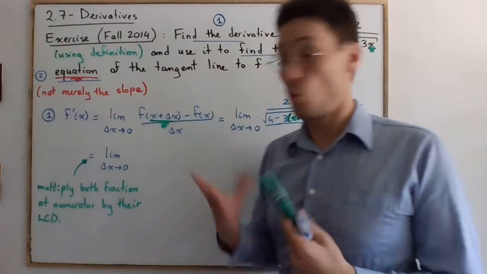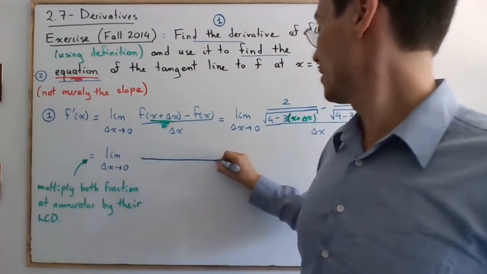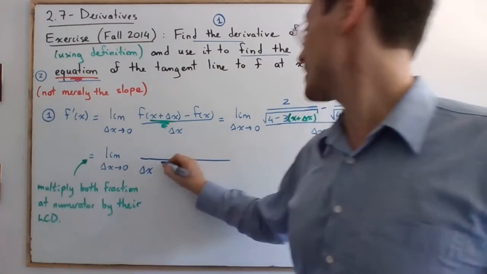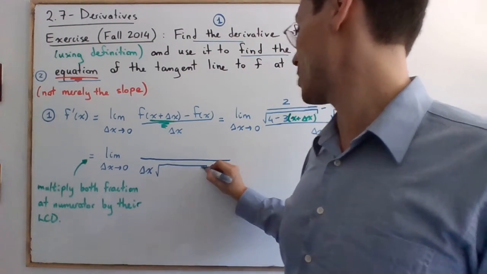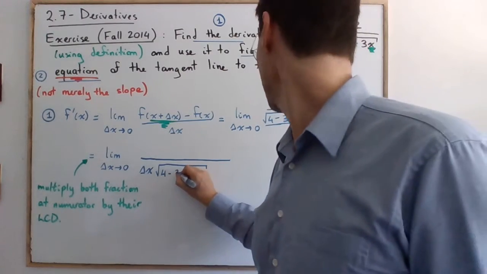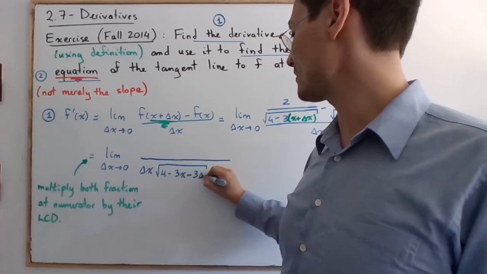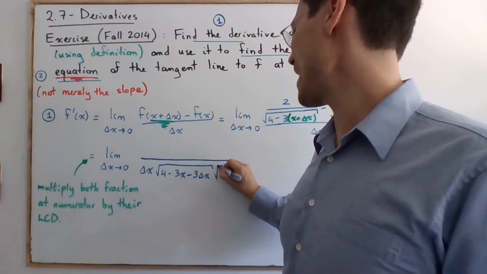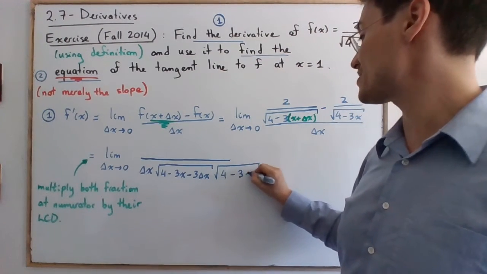Okay, so what's going to happen is that this least common denominator will move out to the denominator multiplying delta x. So that will be delta x times the first denominator, 4 minus, and at this point we can expand it, minus 3x minus 3 delta x. And then we have here the other denominator, which is 4 minus 3x.